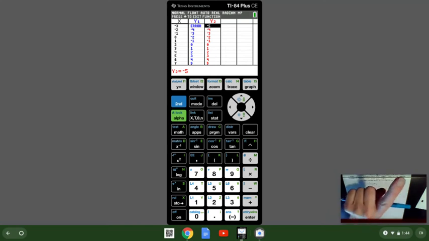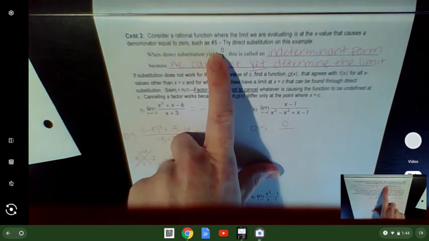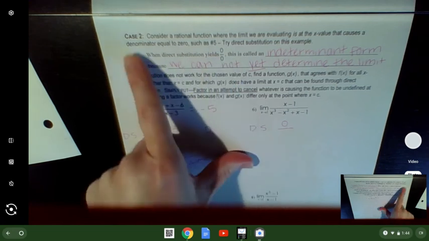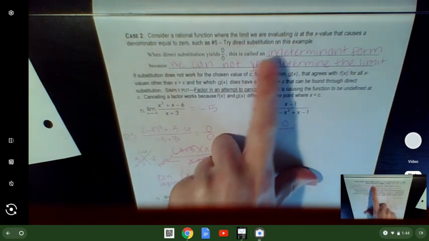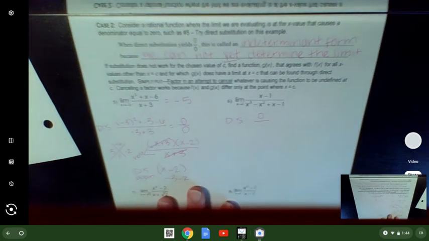So case two for finding a limit analytically. I'm going to go back to the notes. If you directly substitute and get 0 over 0, case 2 says this is indeterminate form. You need to factor and cancel in an attempt to find the limit.